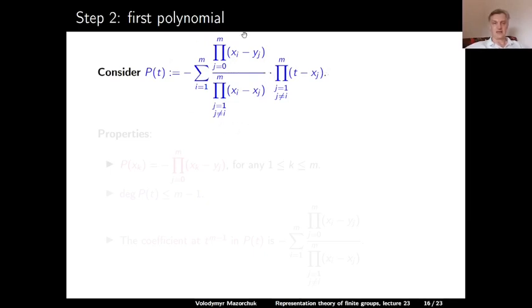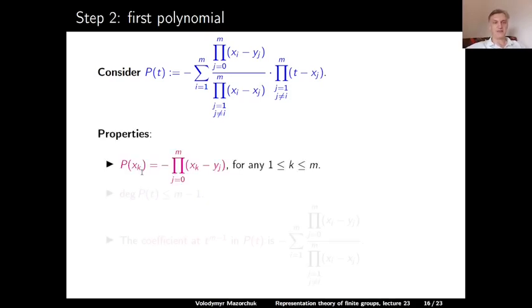We take our expression, so this is what we are analyzing, and then we multiply it, so each summand in this expression is multiplied by the product over j from 1 to m, j not equal to i, of t minus xj. So the whole thing is by definition a polynomial in t.